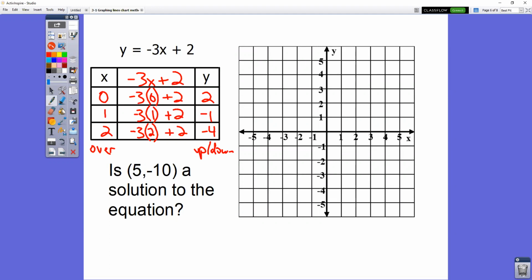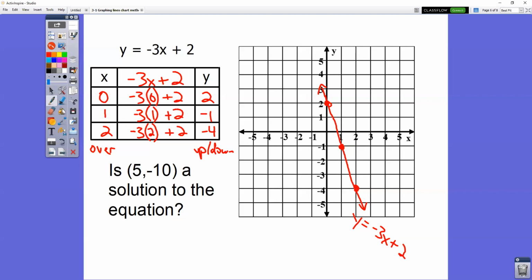or down. 0, 2, starting in the middle, over to 0, up to 2, put a dot. 1, -1, over to 1, down to -1, put a dot. And 2, -4, over to 2, down to -4. Here's our straight line. Again, it should always form a straight line. If it does not form a straight line, you did it wrong. And we always need to label our line. Put your arrows at the end.